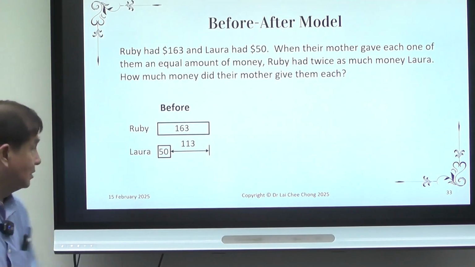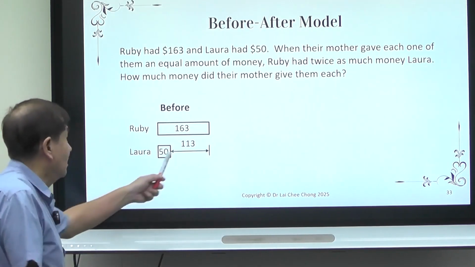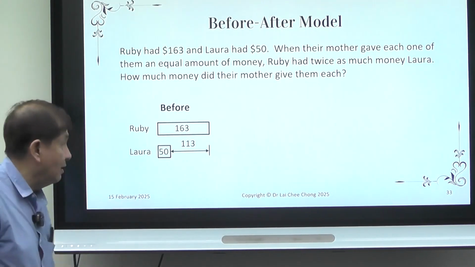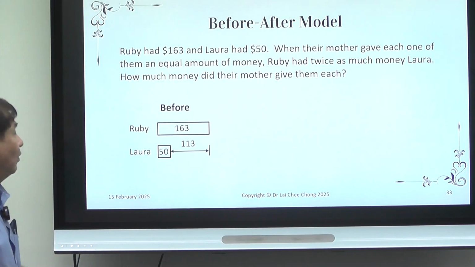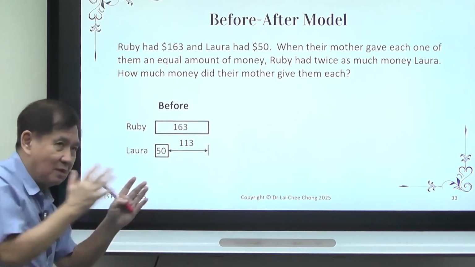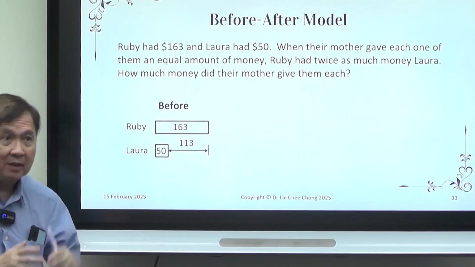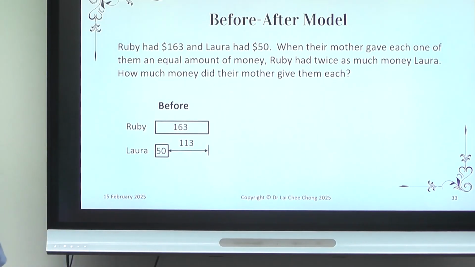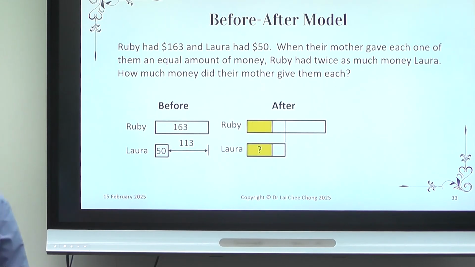That's okay. So I put there, so I know the difference is 113. Now, once I see that, then I know that when the money is given to them, the difference between them is a bit narrow. I mean, the ratio is a bit better. Am I right? So how to draw the after now? To draw the after, I put it the other way around.